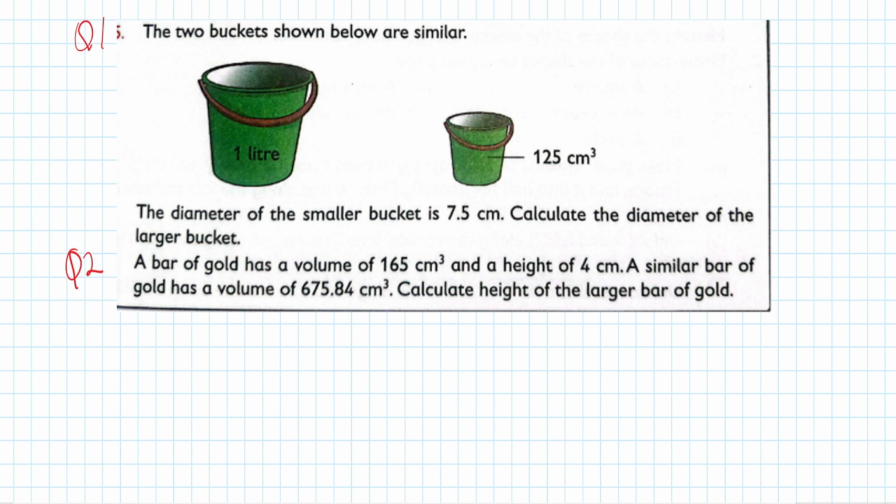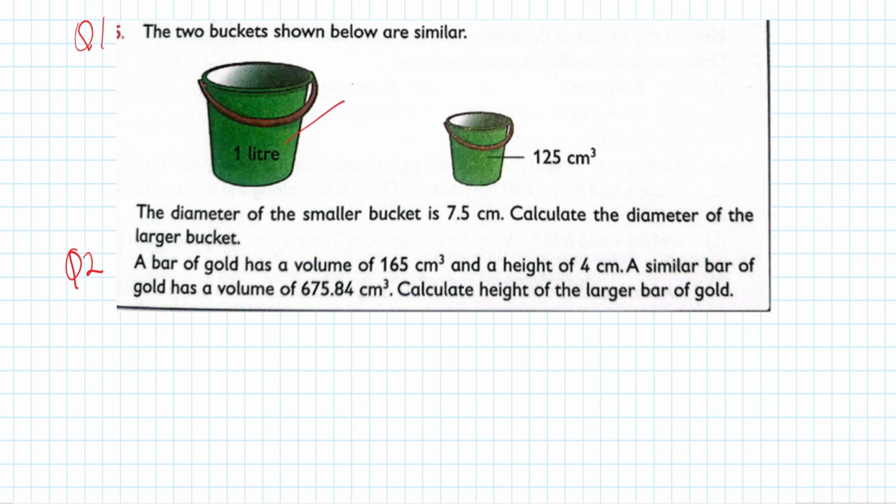Now, these are two different questions. The two buckets shown below are similar. You have a 1 liter bucket and another 125 cubic centimeter bucket. The diameter of the smaller bucket is 7.5 centimeter. Calculate the diameter of the larger bucket. Now here you have been given the volumes of the two.